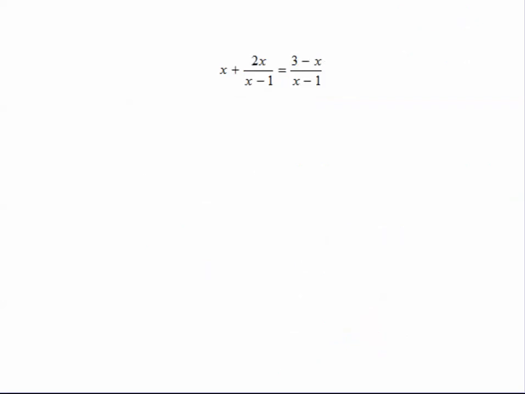All right, next up, we have x plus 2x over x minus 1 equals 3 minus x over x minus 1. So let's build our LCD first and foremost. So number 1, build the LCD. Well, you can think of x as just x over 1, so we don't really need any part of this for our LCD, but we do need an x minus 1. And then moving on to the next one, it's also an x minus 1, so we're good to go. So that's our lone LCD.